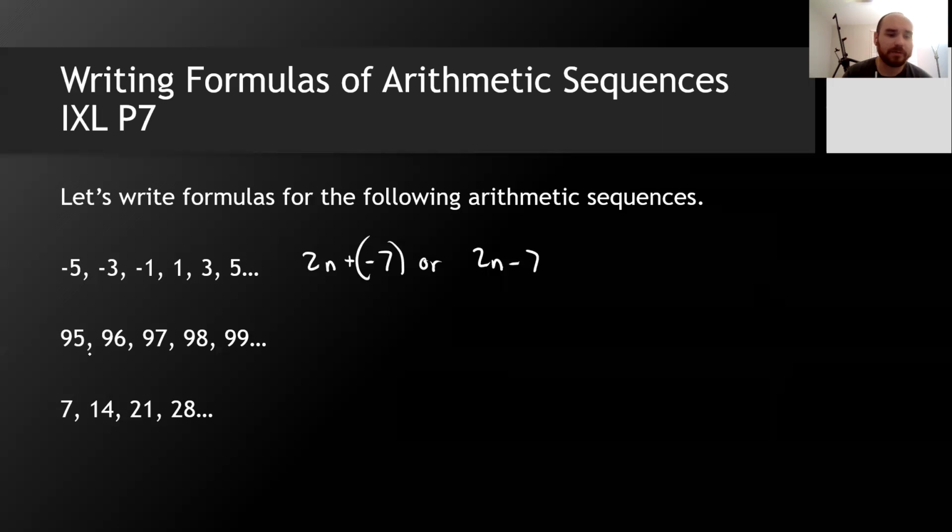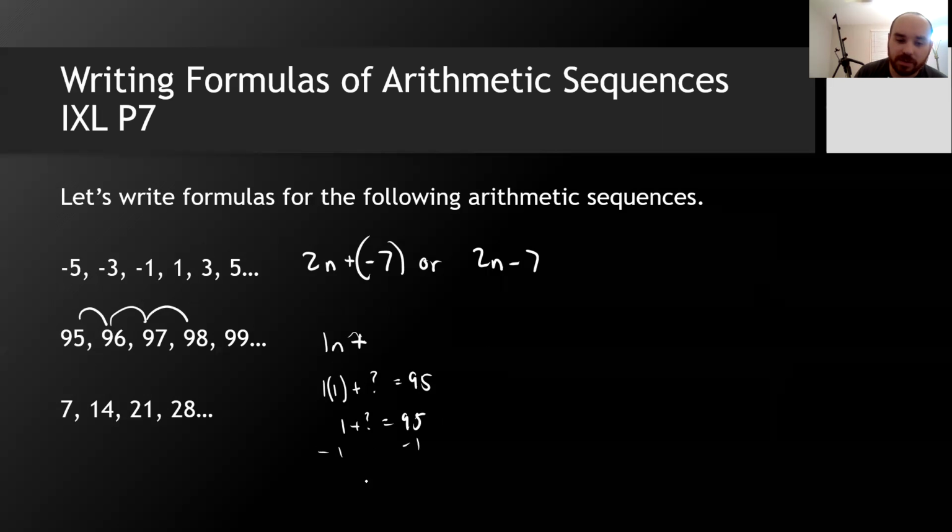Now the next one, we've got a pretty easy rate of change here. So 95 to 96, we're going up 1, up 1, up 1. So my rate of change is 1. So I'm going to have 1n. And then I need to figure out what I'm adding so that I can get 95. So again, we'll plug in 1 for n. So 1 times 1 plus something equals 95. This is 1 plus something equals 95. Subtract 1 from both sides. And then the question mark must be 94. So 1n plus 94 is going to be the formula for this one.